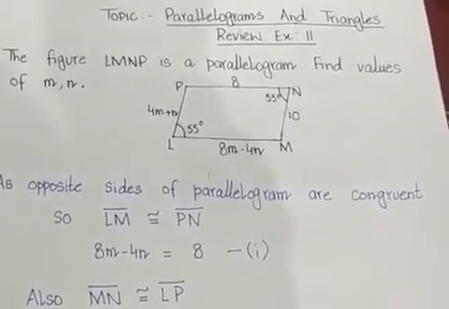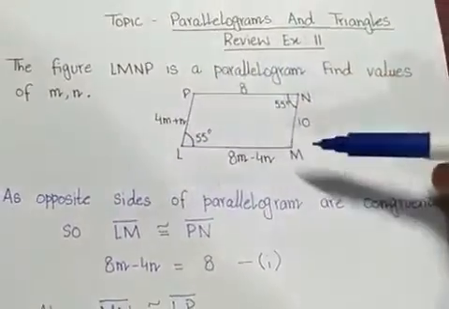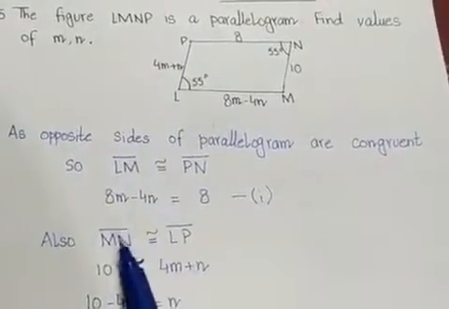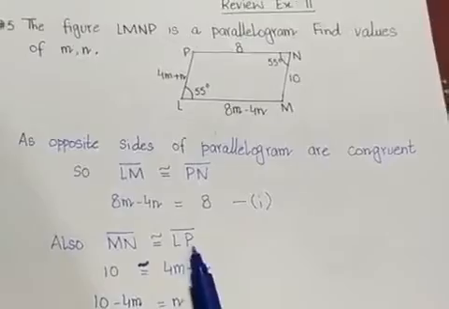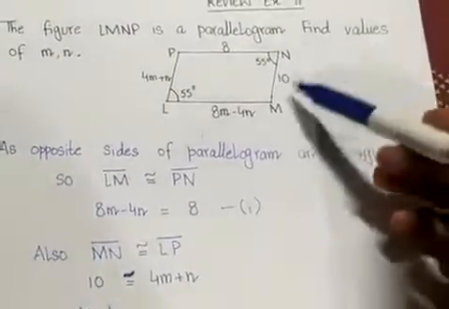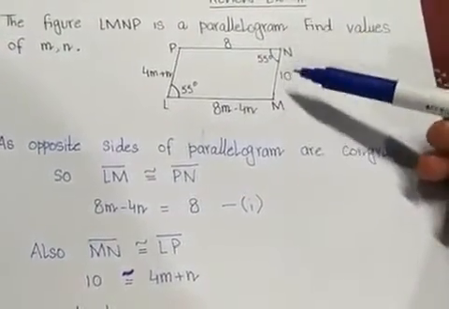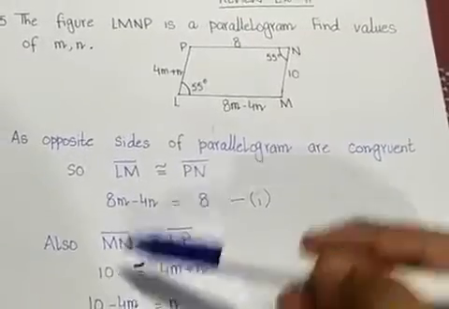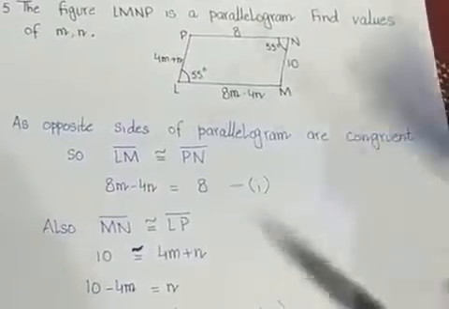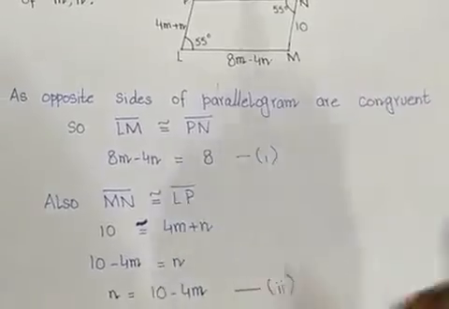Now come to the second side. This side LP is congruent to MN. Here I have written LP is congruent to MN or MN is congruent to LP. So, MN is congruent to LP. Now assign the values. The value of MN is 10. Here I have assigned. And the value of LP is 4m plus n. Here I have assigned. So, this congruency sign is changed into sign of equality.